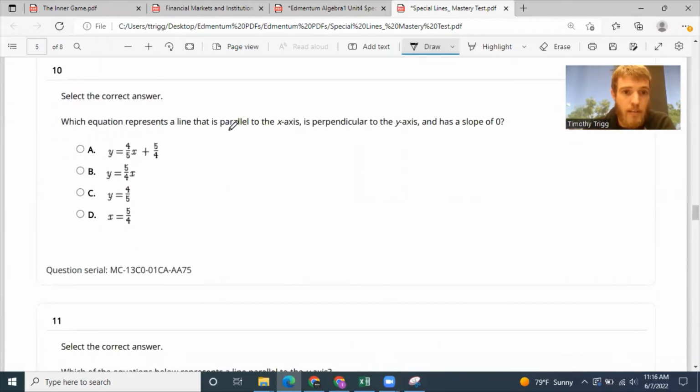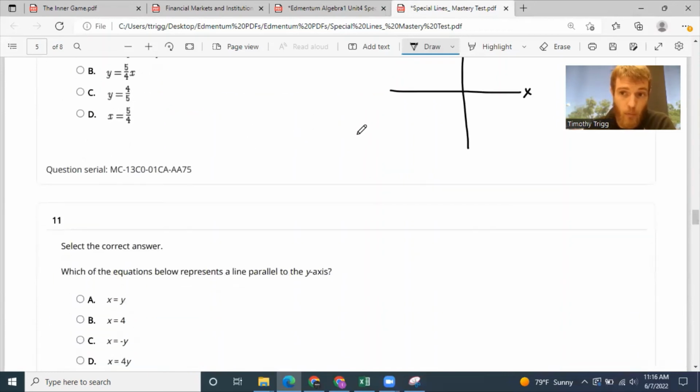Which equation represents a line that is parallel to the x-axis? So when we draw our x and y axes, the x-axis is the horizontal. So if I want a line that's parallel to that, it would also need to be a horizontal line. So which of these would be a horizontal line? Only one of them will.